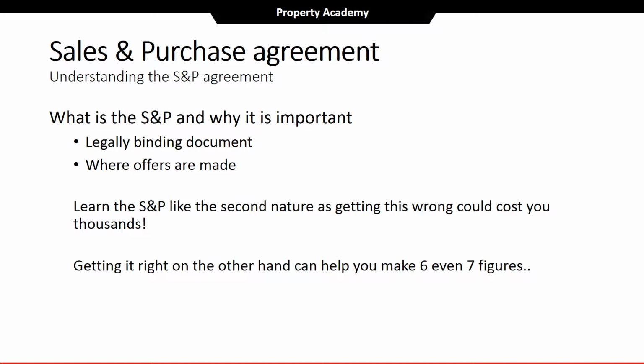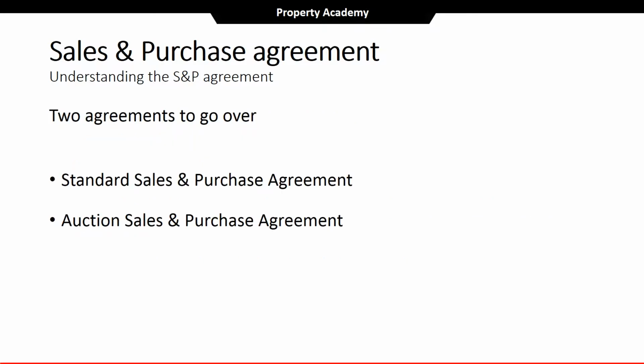So let's just jump into what the S&P actually is, and we've actually got 2 agreements to cover. The 2 agreements that we'll be going over is firstly the standard sales and purchase agreement, and secondly the auction sales and purchase agreement. Now, more often I use the standard sales and purchase agreement, and when it comes to buying privately or selling privately, it's always the standard sales and purchase agreement.